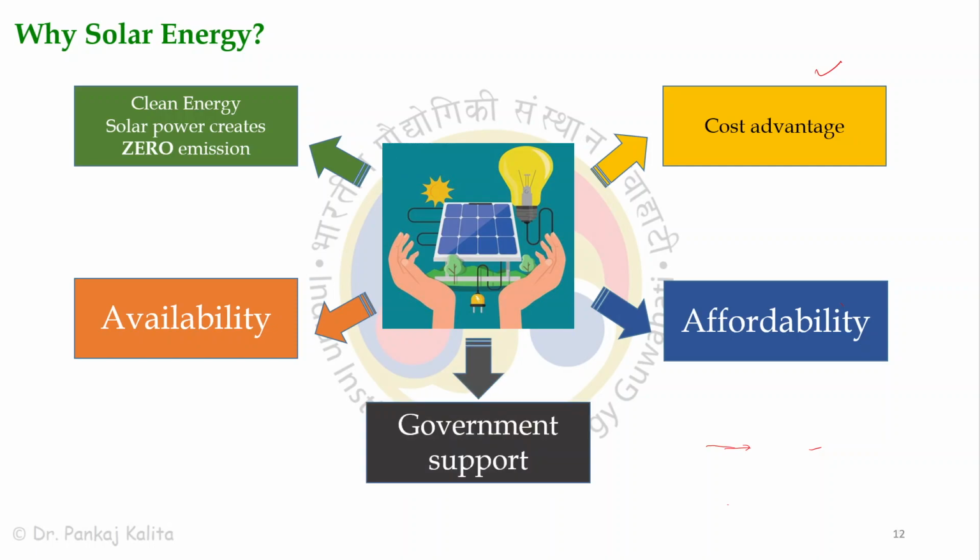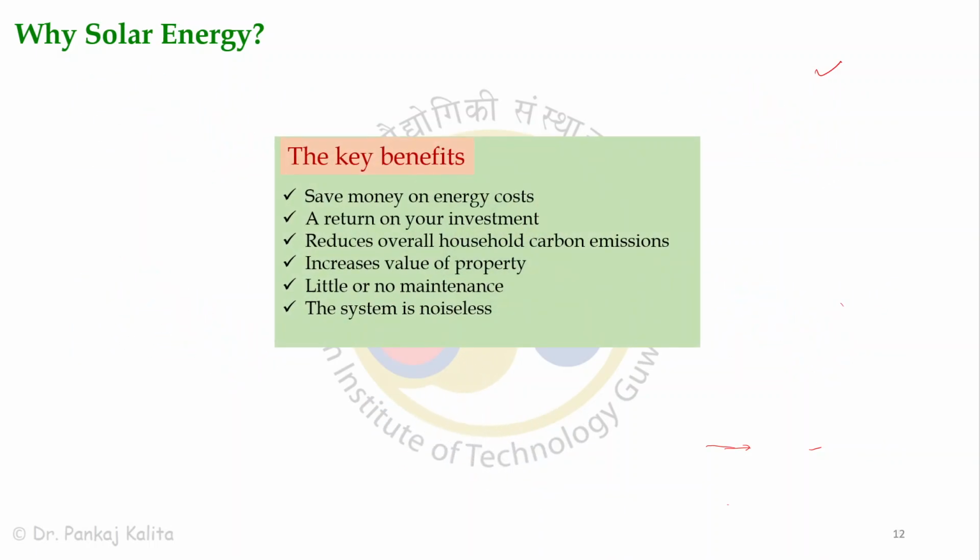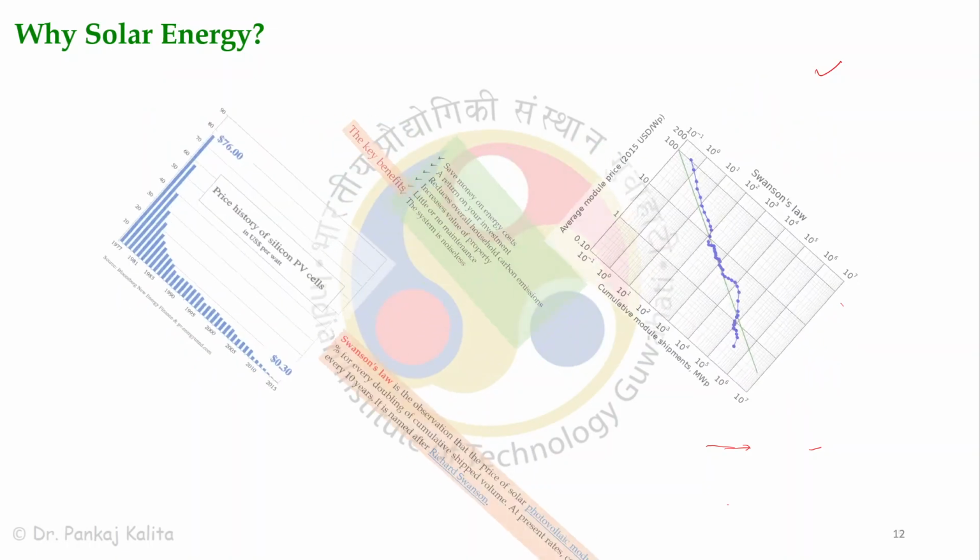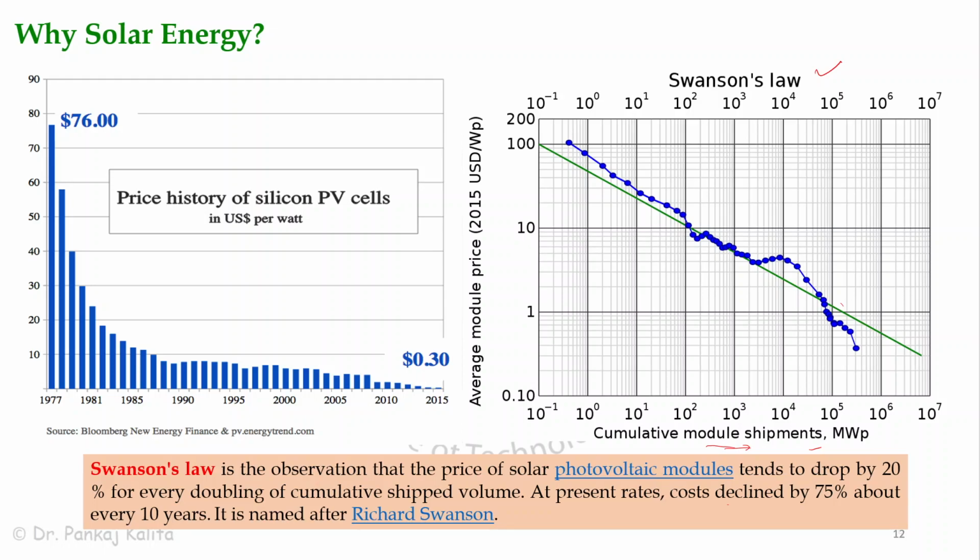Government support is there because the government is giving a lot of subsidy to promote renewable energy, especially solar. So these are the main key benefits, and this is the price history. So in 1977, 1 unit of electricity from a solar cell cost $76. Now it is as low as 0.30. So you can see this is a very important realization in the development of silicon PV solar cells.